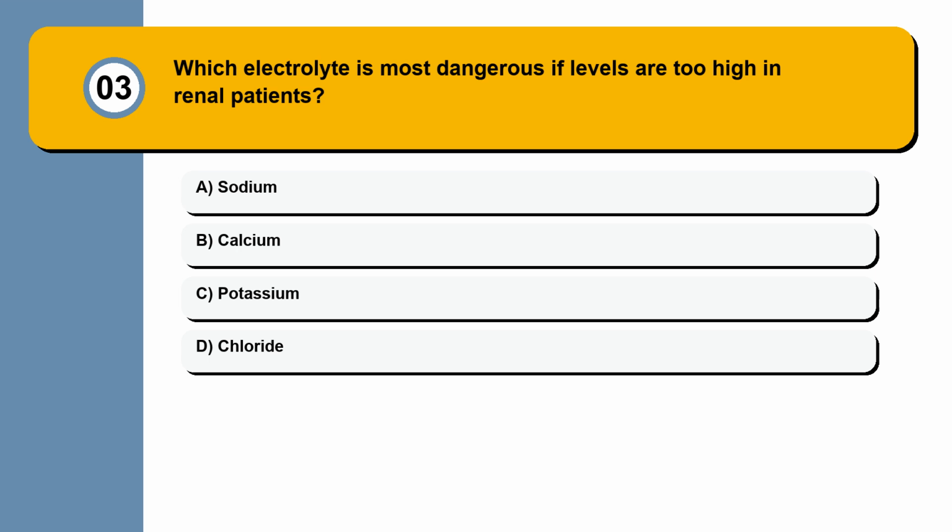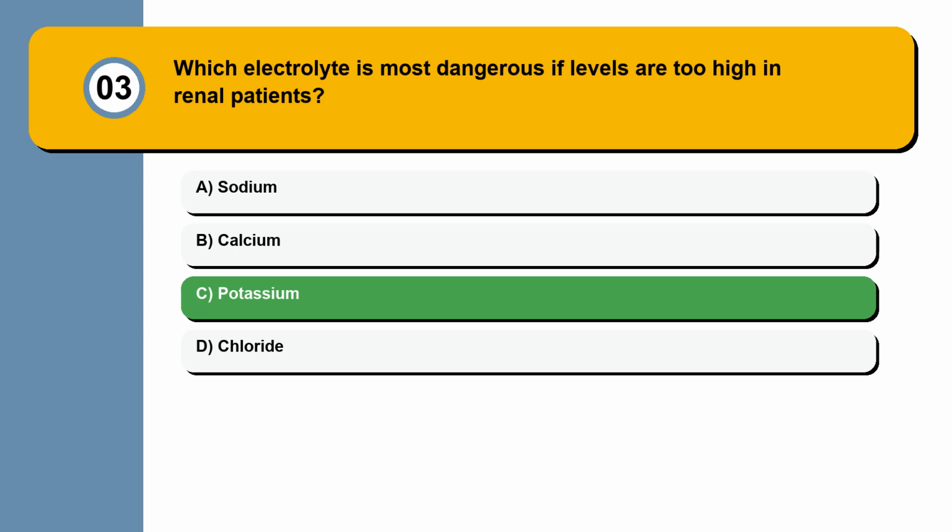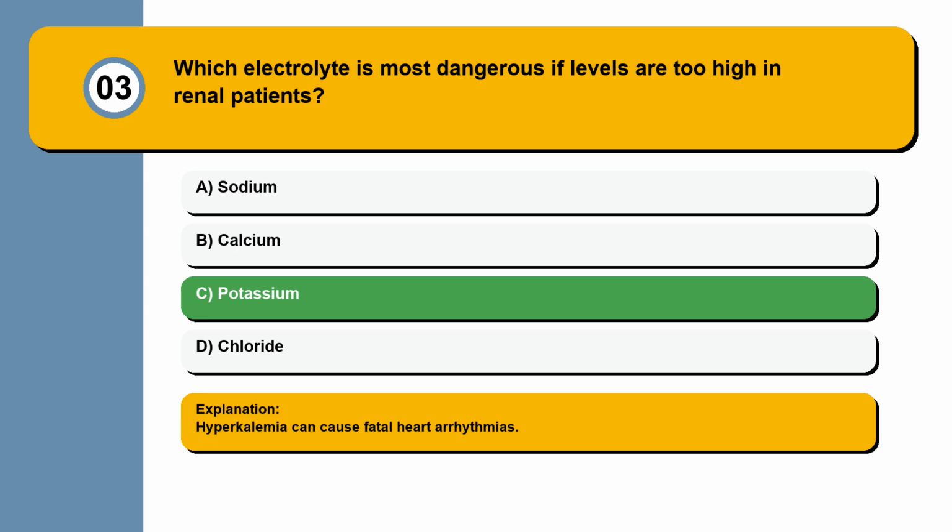Question 3. Which electrolyte is most dangerous if levels are too high in renal patients? Sodium, calcium, potassium, chloride. Hyperkalemia can cause fatal heart arrhythmias.